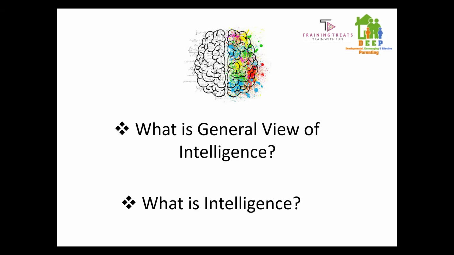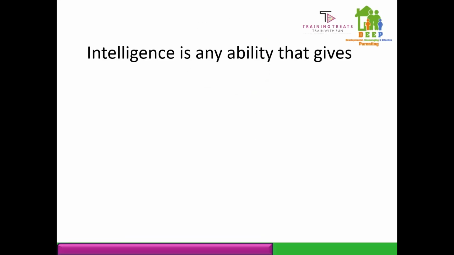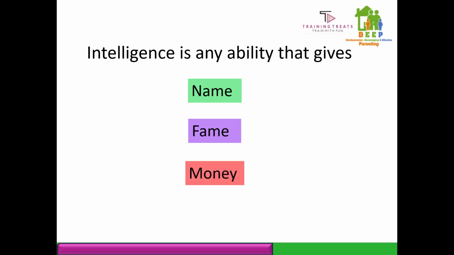Okay, let me help you with this. Intelligence is any ability that can give a name, where people would know that this is the person who is doing this particular work. Any ability of a child or a person that can bring fame to the person. The person will become popular, and fame follows money. We all know that. That can give money.